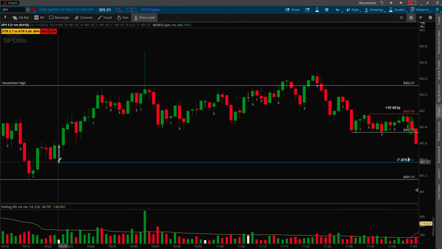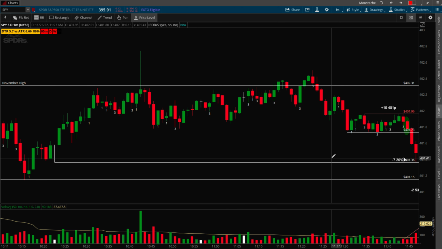I had this level marked with the same kind of thinking, like looking at these wicks. This is where buyers bounced before, so high probability of seeing another buyer reaction there. And that is where I took my initial profits. I took most of my contracts there for 20%.